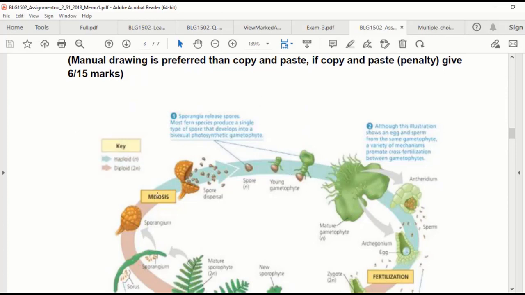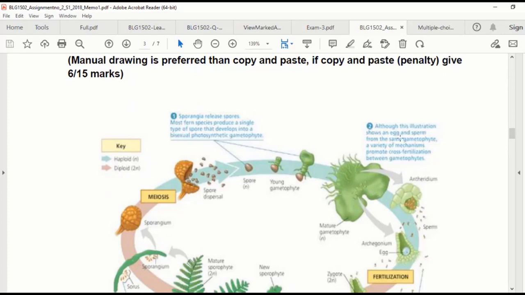And here there's a process of meiosis. Go and read about the differences between meiosis and mitosis. What is the difference there? And this is the mature gametophyte, which will transition into antheridia. Antheridium, and this one is the archegonia, and you can see inside the archegonium there is an egg, and you can see these little fellows here, which are the sperm cells.